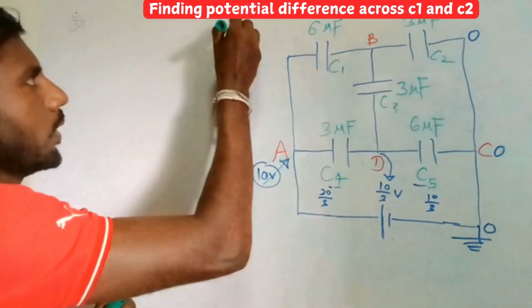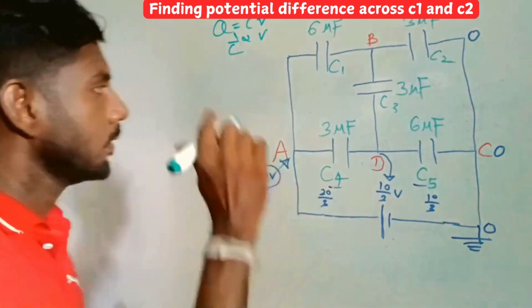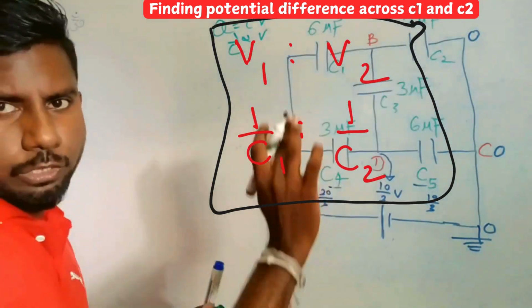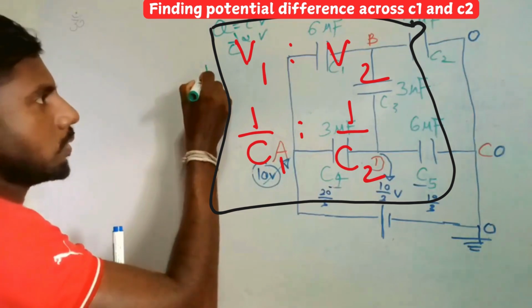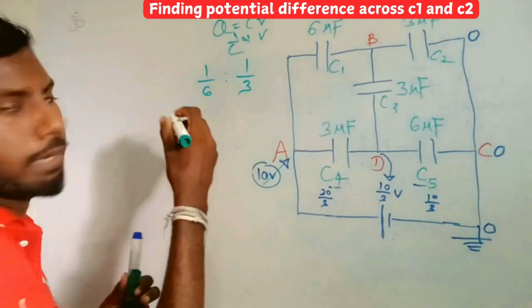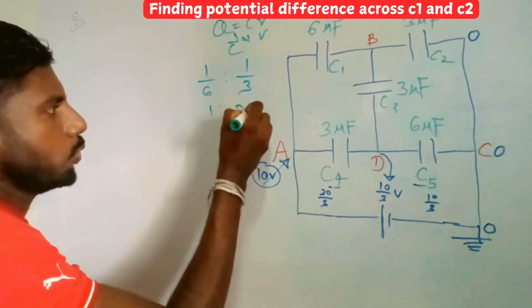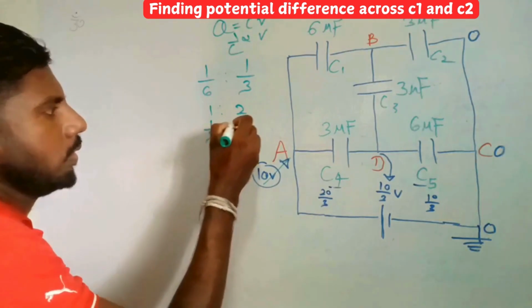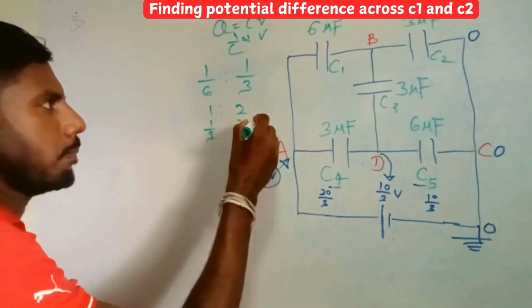Let's apply Q equals CV. Here V is proportional to 1 over C. So the potential ratio is equal to the inverse capacitor ratio, 1 over 6 is to 1 over 3. In the same manner we are multiplying it by 6. So I get 1 is to 2. So it's 1 over 3, 2 over 3 the ratio. And let's multiply it by 10.